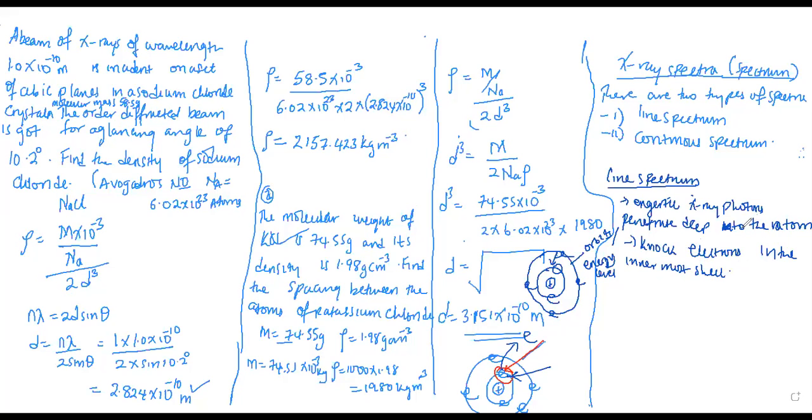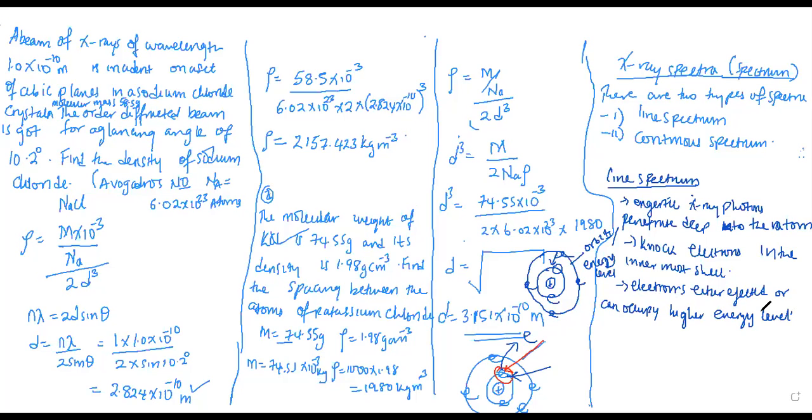What happens when the electrons are knocked out? These electrons can either be ejected out of the atom, or they can go and occupy higher energy levels. That depends on the energy of the X-ray photon that came in.